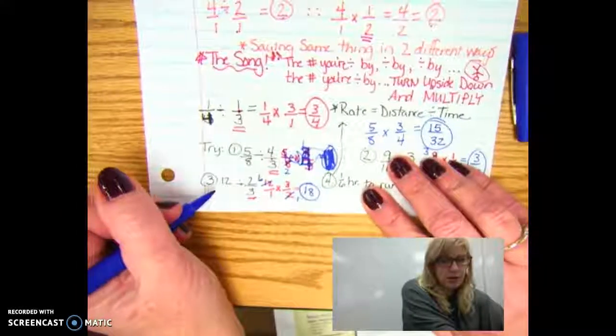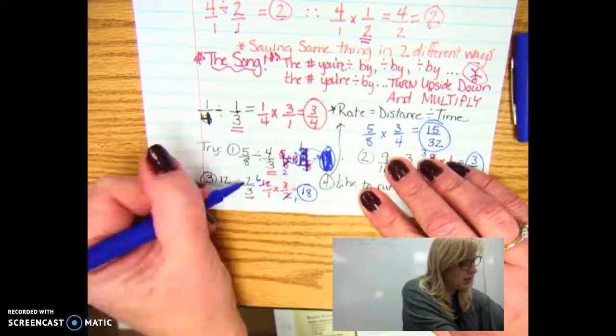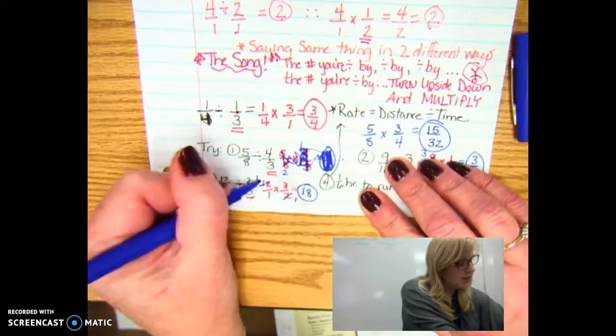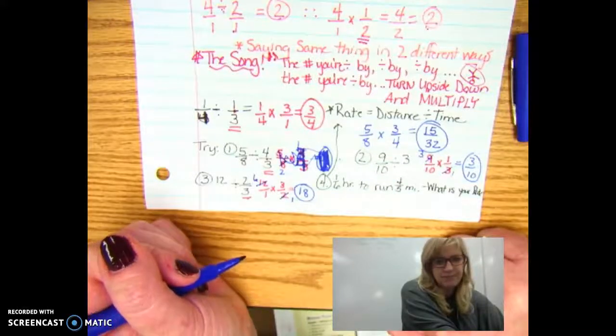But if you look at number 3, I was able to do, so I put 12/1, and then I flipped the 2/3 to 3/2, and then I did Ninja Star reduce these two for the total of 18.